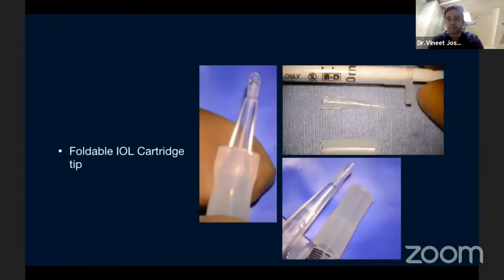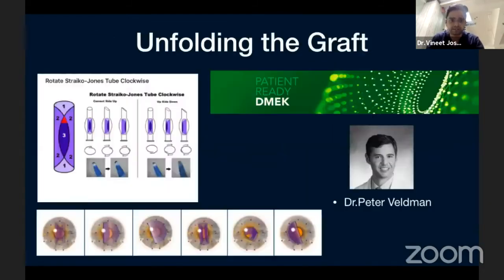This technique, I think Dr. Vikas Mittal has demonstrated many times, uses a portable IOL cartridge tip with a 5 ml syringe and maybe a phaco tubing, which can be used to deliver the Descemet scroll as well.